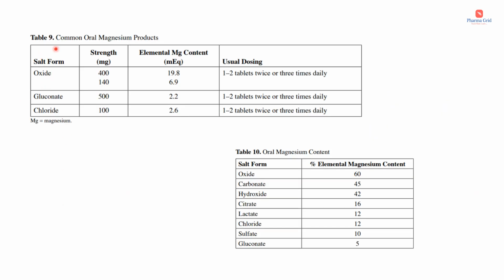And here you can see the common oral magnesium products, which include magnesium oxide, magnesium gluconate, then magnesium chloride, and their available strength, elemental magnesium content, and their usual dosing. So regarding their percentage elemental magnesium content, the magnesium oxide form contains the highest percentage of elemental magnesium, which is about 60, followed by carbonate, hydroxide, citrate, lactate, chloride, sulfate, and gluconate forms.